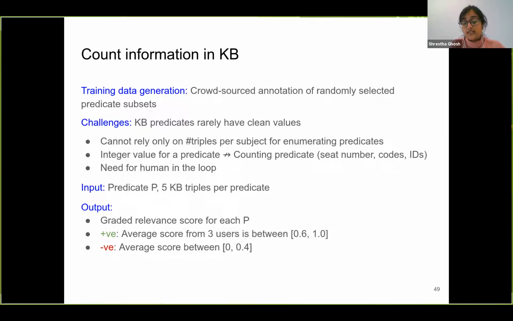The worker will look at the predicates and mark each as an enumerating or counting predicate. There are graded relevance scores for these predicates because many of these are tricky, and only those predicates are used which have scores at the higher or lower ends. The higher scores are used as positives, and the lower ends are used as negatives, so that predicates which are confusing are left out of the training phase.